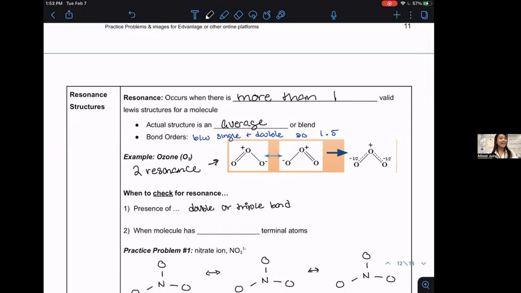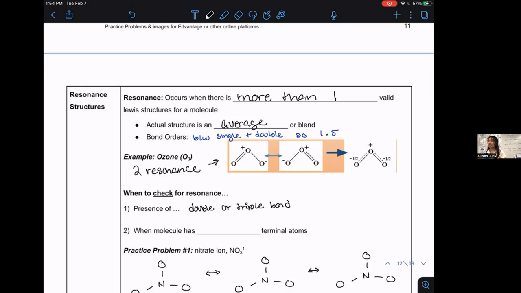This is a double or triple bond. So here's why we check for resonance. Not every single double or triple bond means that you can have resonance, because remember, there are some that just can't handle it. If you tried to move a double bond around to a hydrogen, it'd be like, no. If you tried to move a double bond around to a halogen, it'd be like, no. So sometimes you don't have any options. But let's say you do have a double or triple bond, just like in the ozone, and you have terminal atoms that can handle double or triple. Then you check if there's other ways you can structure it, ways you can distribute that still meet all the rules. The Lewis structure rules don't go away here.